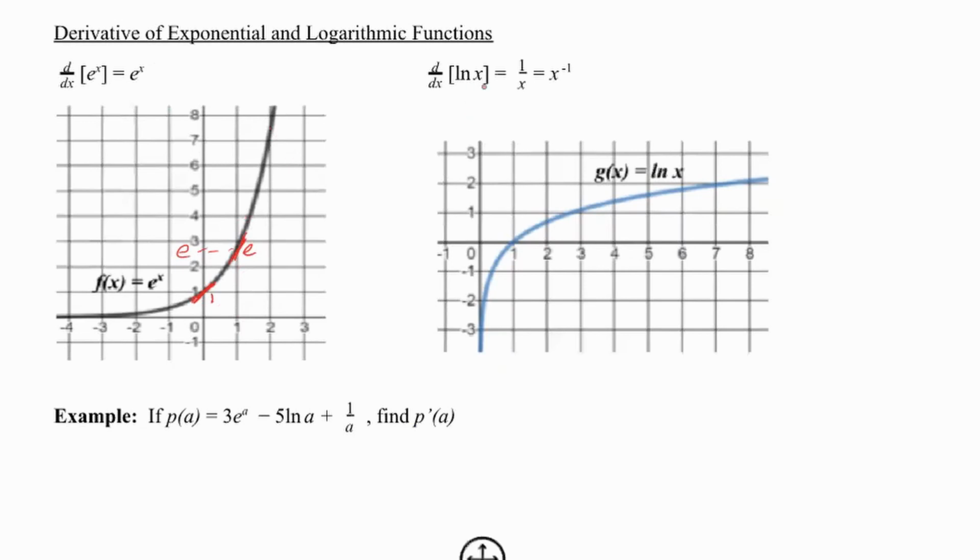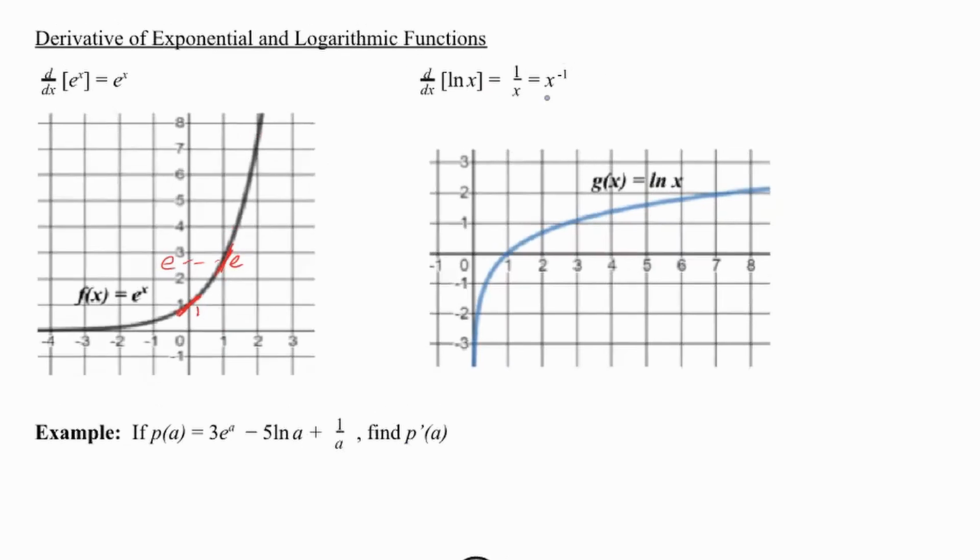For ln of x, the derivative is equal to 1 over x, which is the same thing as x to the negative 1. If we're taking the second derivative, you would want to convert that into your negative exponents, x to the negative 1. So the derivative of ln of x is x to the negative 1, or 1 over x. Let's do an example here.